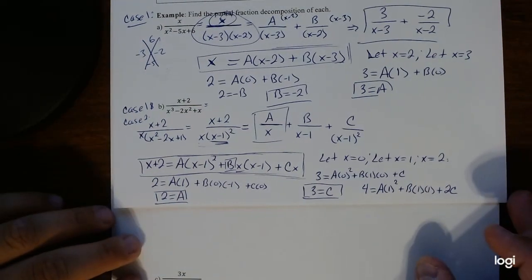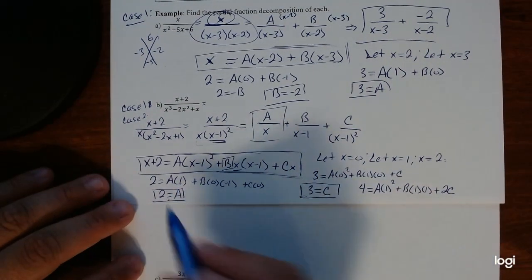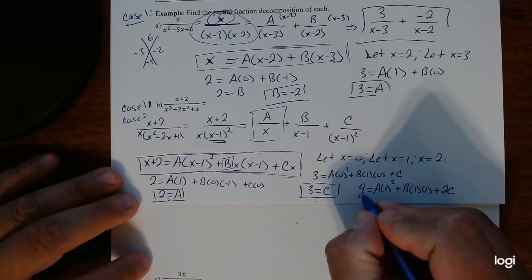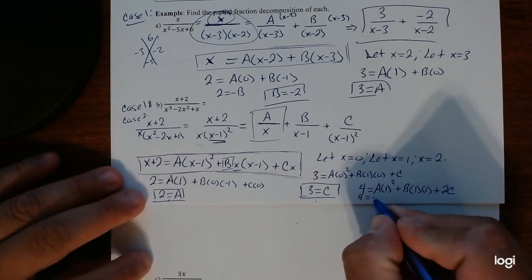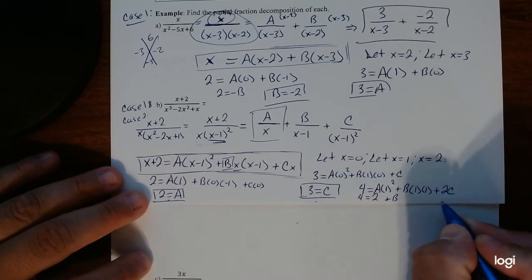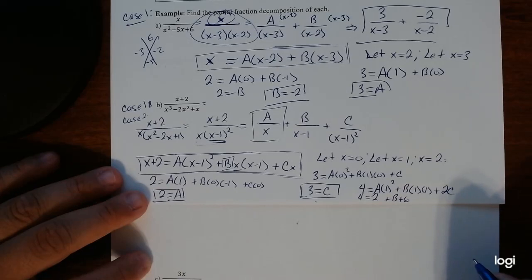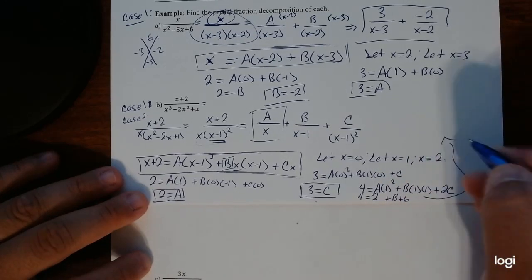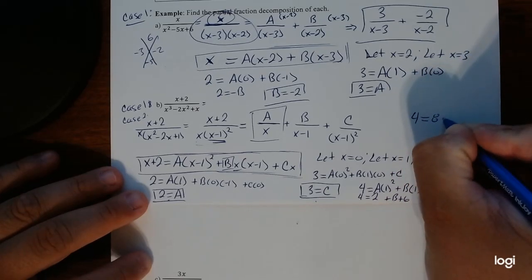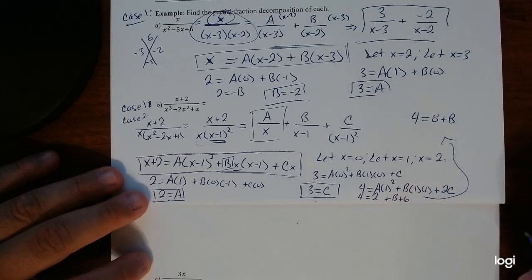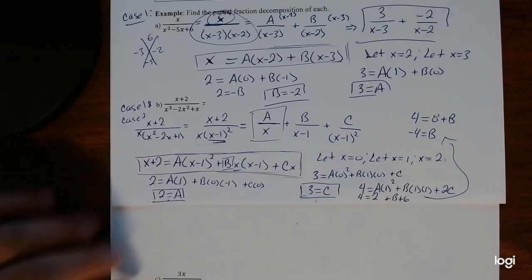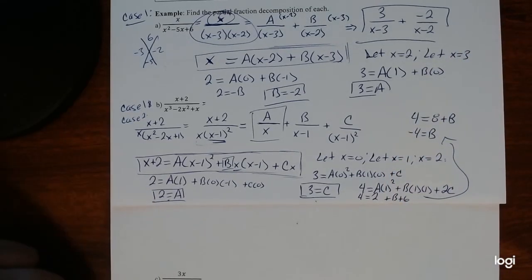Now you're thinking, well, what do I do now? Well, we know what a is and we know what c is. So let's plug them in. So 4 is equal to 2 plus b plus 6. Putting it over here, finishing up, 4 is equal to 8 plus b. Subtract it over, and we get b is equal to negative 4. So we get all our answers.